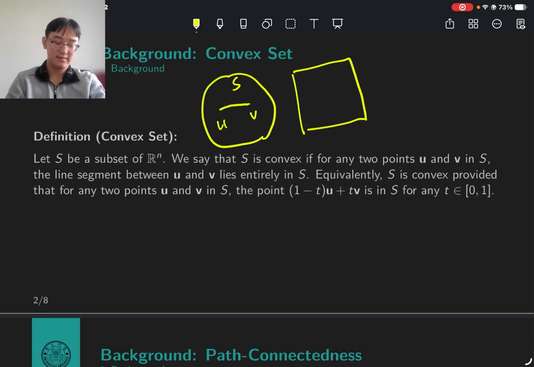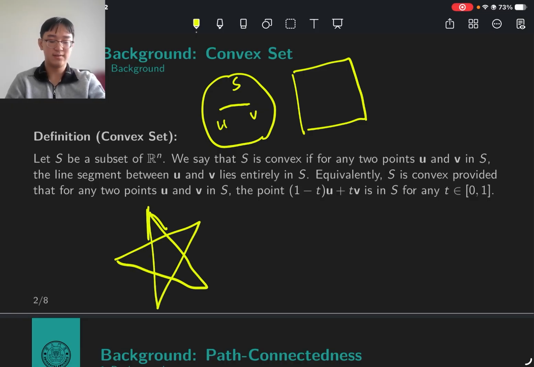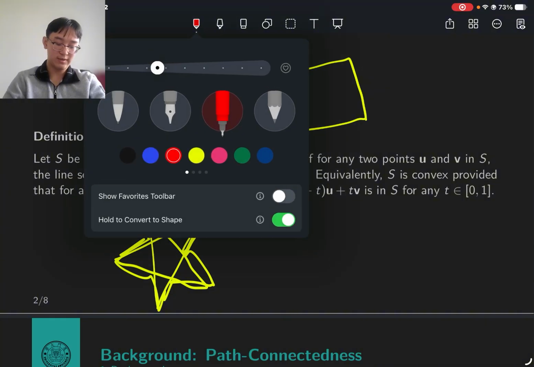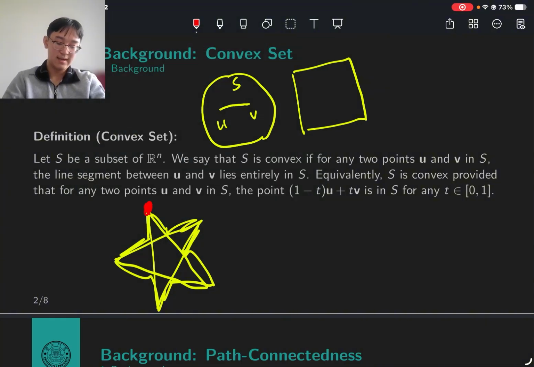But consider a star shape, where we only focus on the outer line. If we take two points, for example here and here, we could easily find a straight line segment to connect them, but it is also clear that the straight line segment is not inside the set. That's why the star-shaped set is not a convex set.